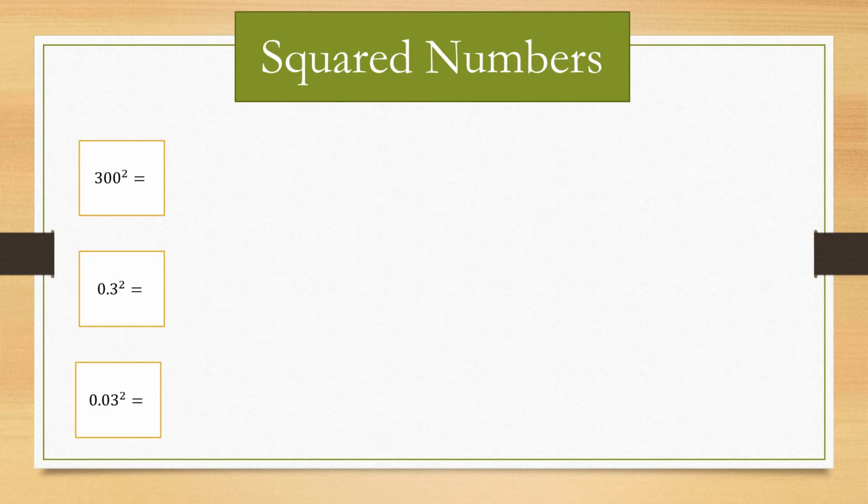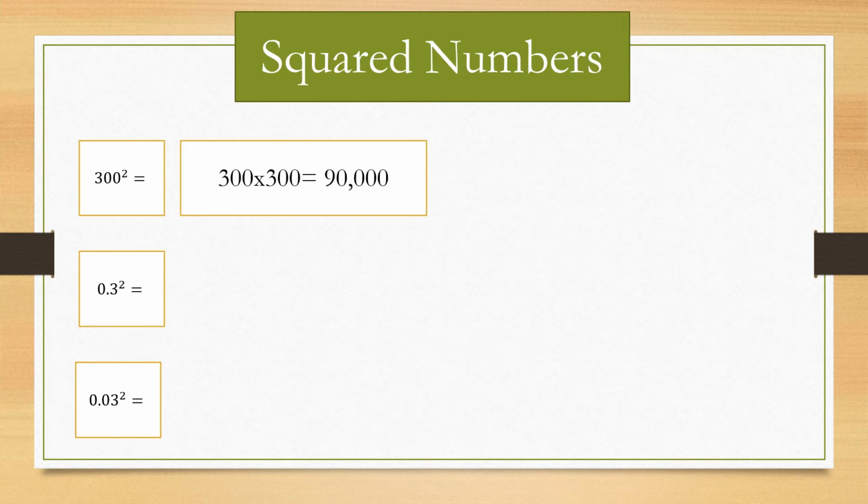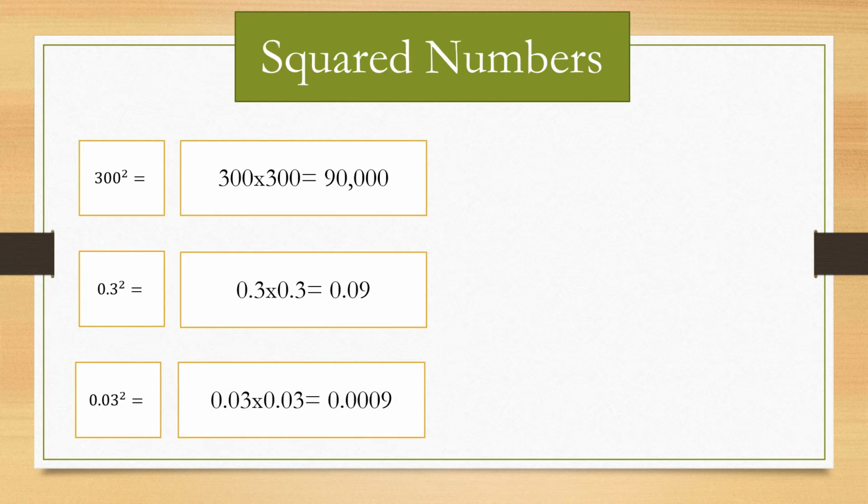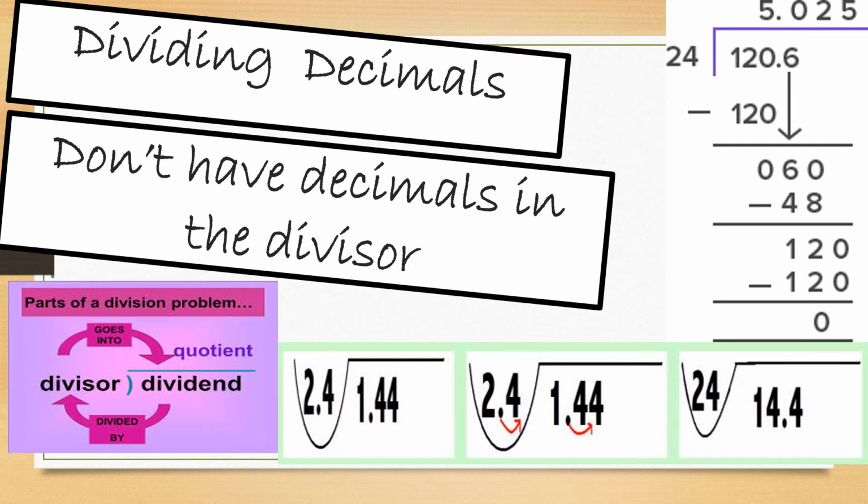Now let's think about the squared numbers. For example, what do we mean by 300 squared? This one means 300 times 300. 300 is the base multiplying itself 2 times. So 300 times 300, 3 times 3 is 9, and then you will add the zeros at the end. Here 0.3 squared means 0.3 is the base multiplied by itself twice. 0.3 times 0.3, 3 times 3 is 9, then you count how many numbers after the decimal, and same thing for 0.03.